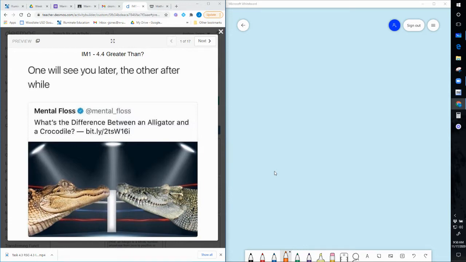the information. So we're going to start off with a little riddle, or I guess a little joke. What's the difference between an alligator and a crocodile? Yes, there's actual differences, but the answer of this riddle is one will see you later, the other after a while. Thought that was pretty cute.